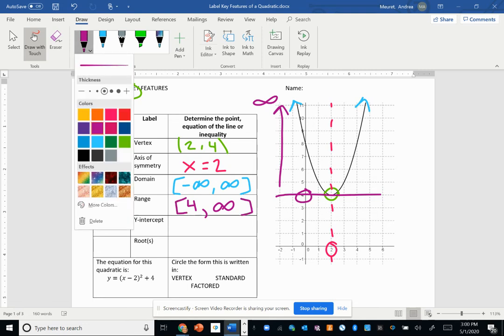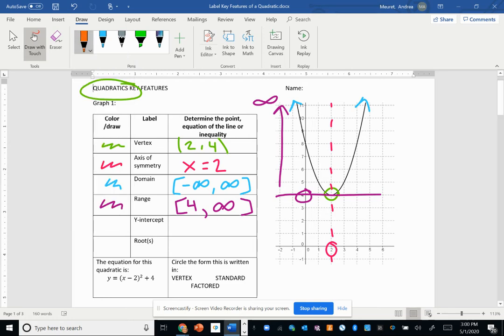Now for the y-intercept. The y-intercept is, where does the graph go through the y-axis? It goes through right there on the y-axis. And so that is the point 0, it's orange, 0 for x and 8 for y.